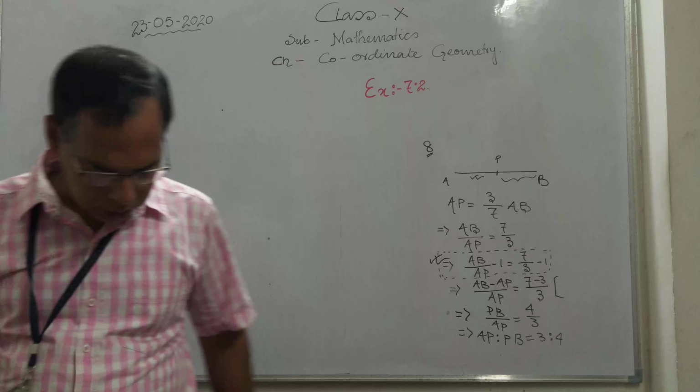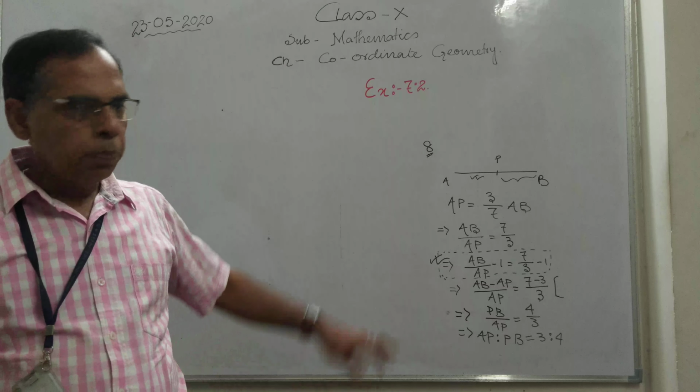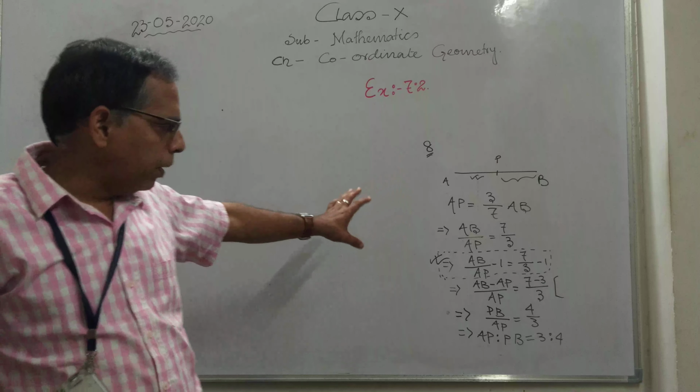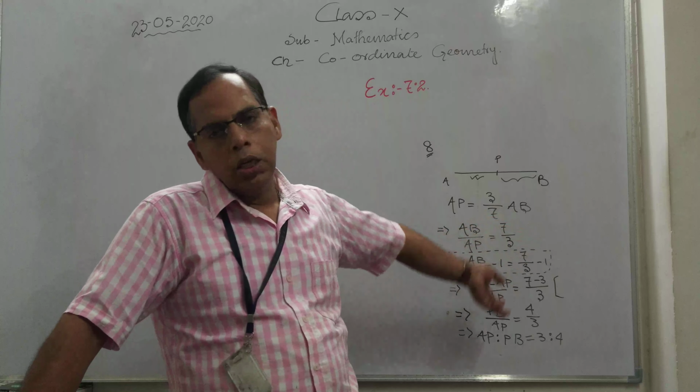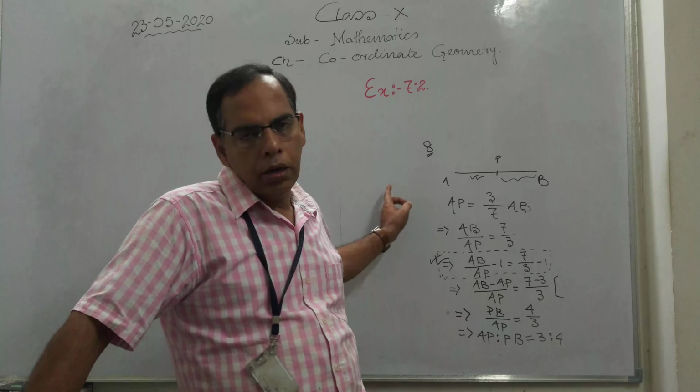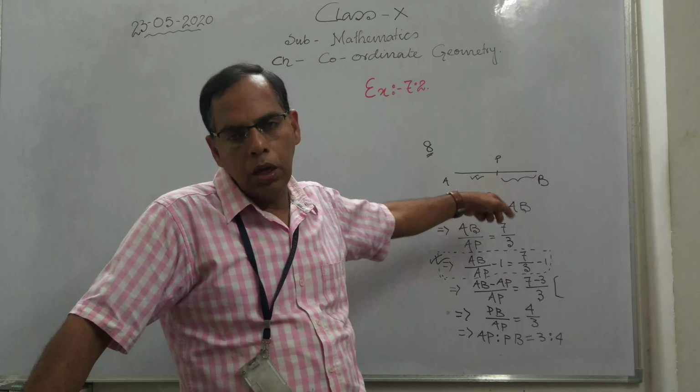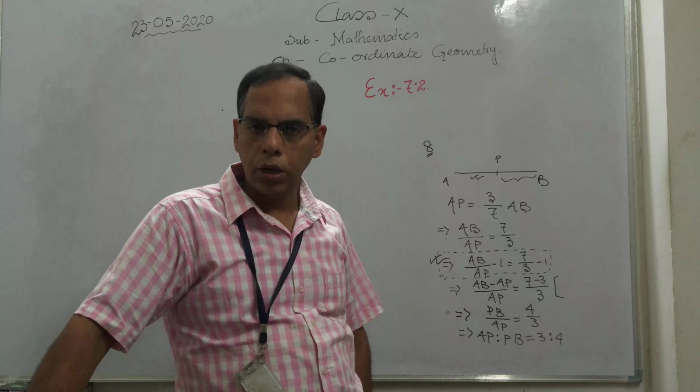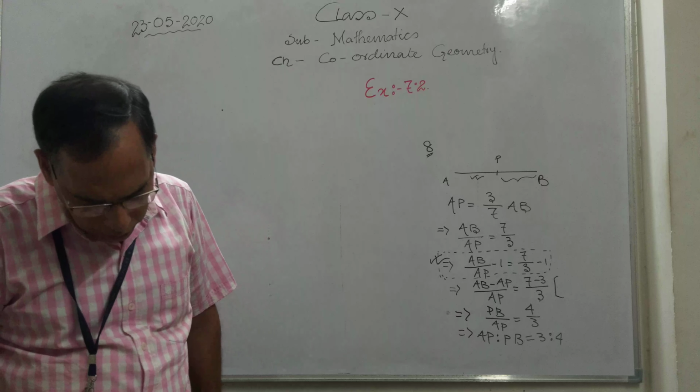Now next one, let's see. So the process remains the same. This part you have to do, and then you use the section formula. Write down the coordinate of point P equal to, and then use that section formula. Okay. Now let's see question number 9.